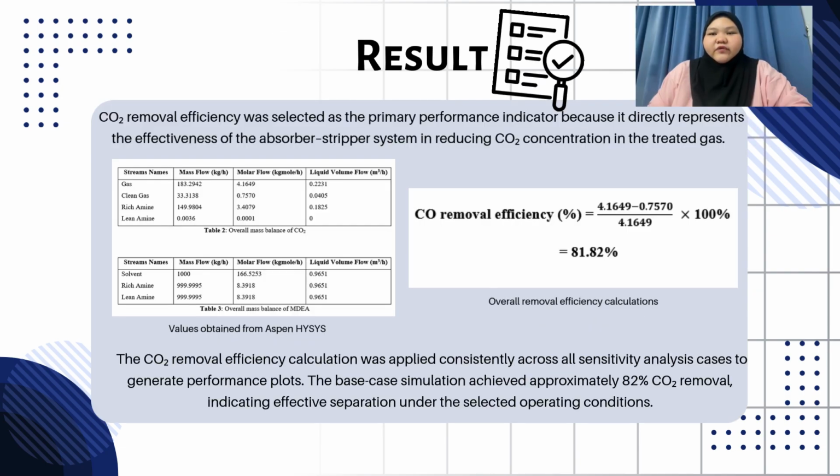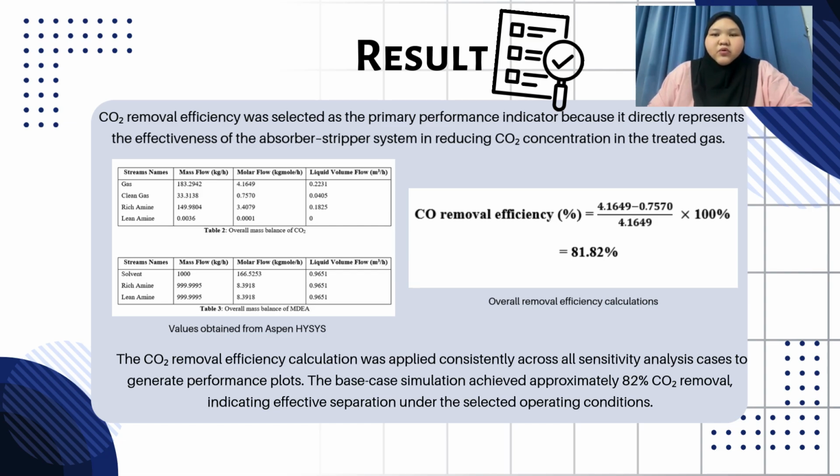From the simulation, we evaluate the CO2 removal efficiency of the simulated amine-based capture system, which is our key performance indicator because it directly measures how effectively the absorber stripper removes CO2 from the gas stream. Using steady-state data from Aspen, we calculate the molar flow rate of CO2 entering and leaving the absorber to ensure a correct result without errors caused by pressure or temperature change. The calculation was applied consistently across all sensitivity analysis cases, allowing us to compare performance under different operating conditions.